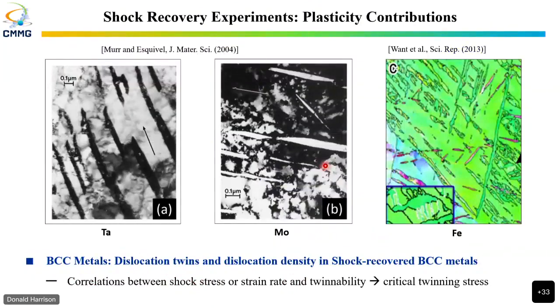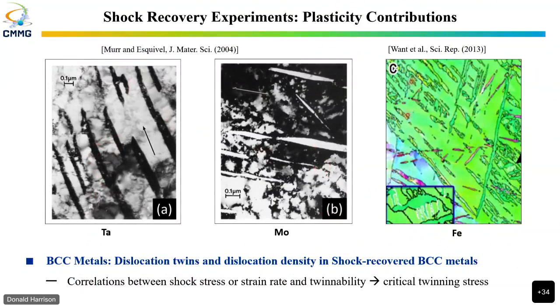And you look at the microstructures after they have been shocked, and you say, okay, we do see a lot of twins in these microstructures. This is tantalum, this is molybdenum, and this is iron. So definitely when the shock wave went through the material, you generated a whole lot of twins in the microstructure.